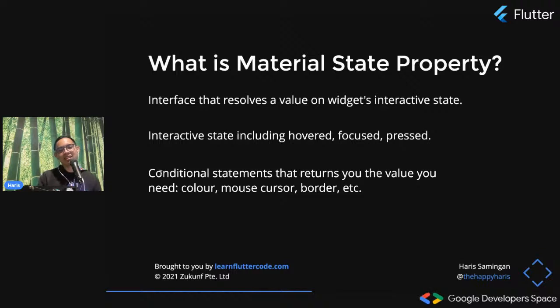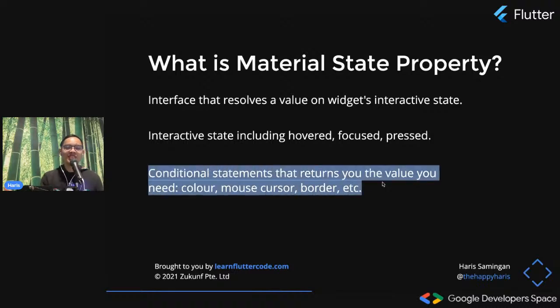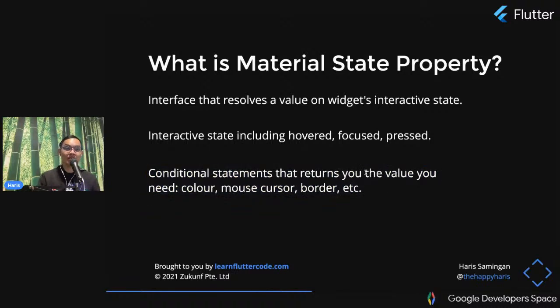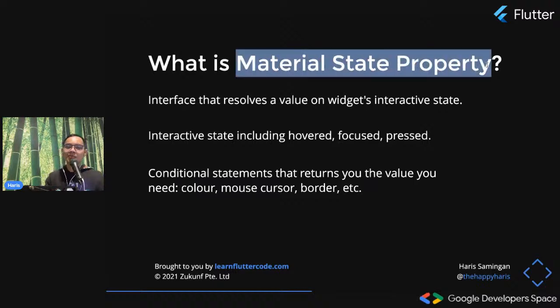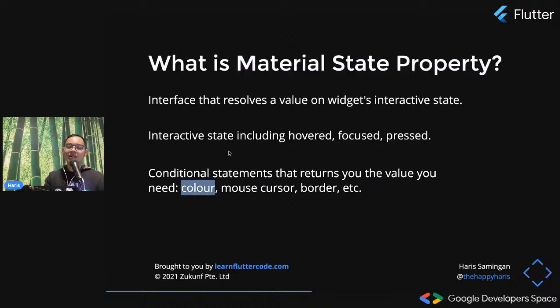I would say an easier way to explain it is that it basically gives you a conditional statement that returns the value that you need. So for example, the material state property color is for when you want to hover over a button, it has a different color. If it's focused, it is a different color. And if it's pressed, it's another different color. So you can do it for your mouse cursor or even your border.